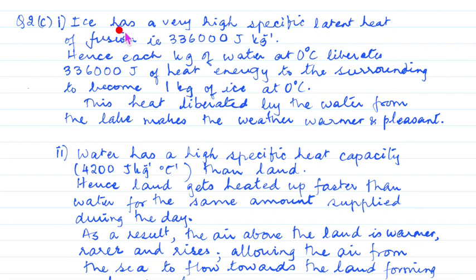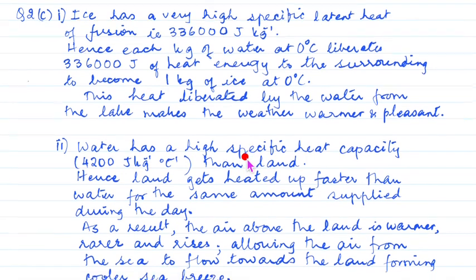Question 2c. The ice has very high specific latent heat of fusion, that is 336,000 joule per kg. Hence, each kg of water at 0 degrees C liberates 336,000 joules of heat energy to the surroundings to become 1 kg of ice at 0 degrees C. Now, this statement is very important. If possible, you can underline the keywords. This heat liberated by the water from the lake makes the weather a little warmer and pleasant. So that is how we write our give reason.